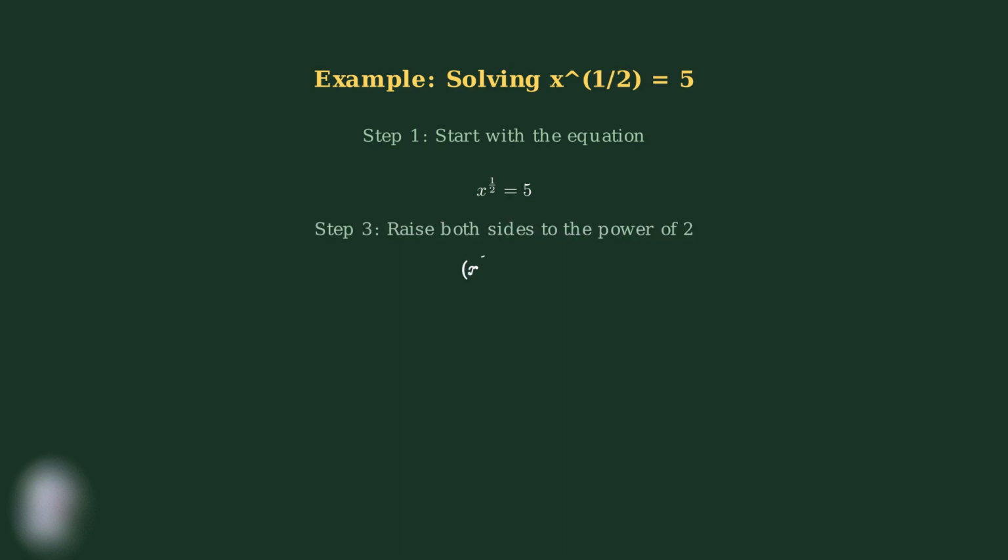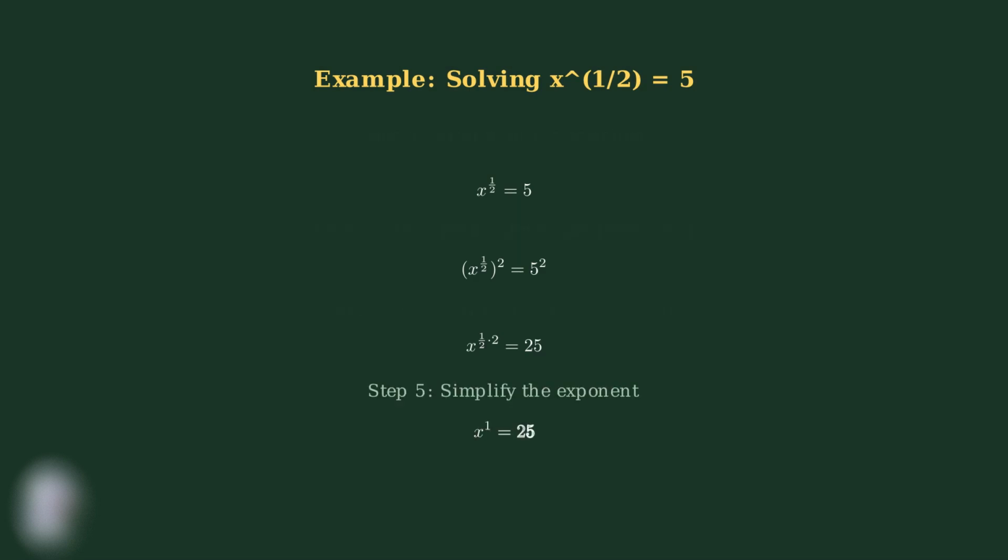Step 3. We raise both sides of the equation to the power of 2. On the left side, we have x to the 1/2, all raised to the power of 2. On the right side, we have 5 raised to the power of 2. Step 4. We simplify using the power rule. When we raise a power to a power, we multiply the exponents. So x to the 1/2 raised to the power of 2 becomes x to the 1/2 times 2, and 5 squared equals 25.